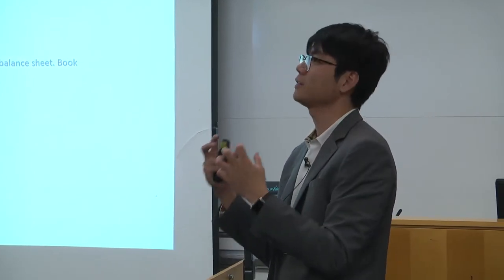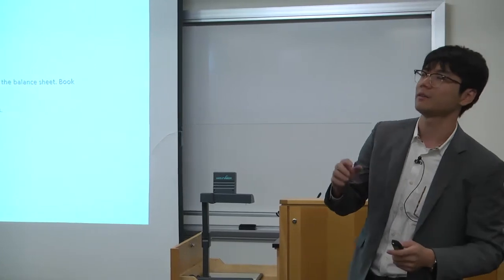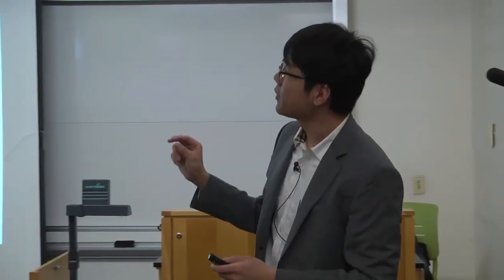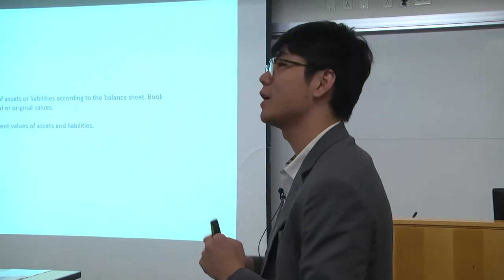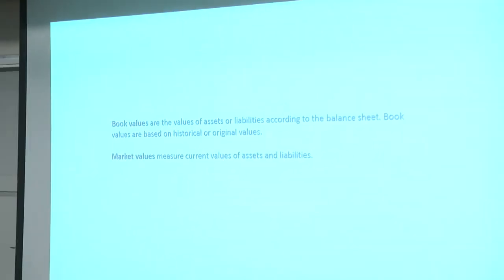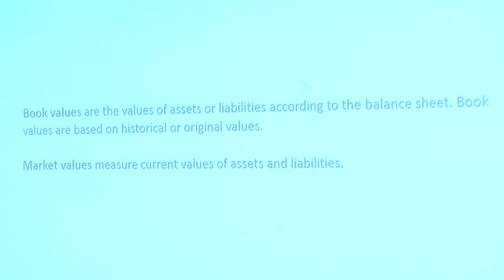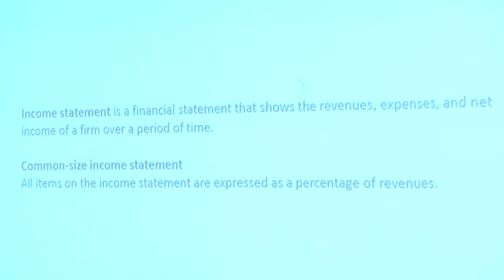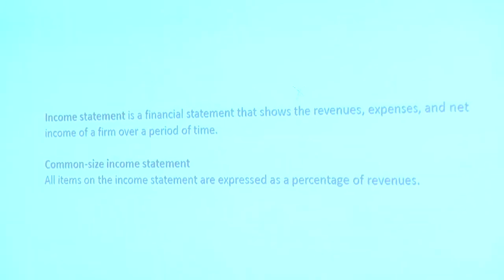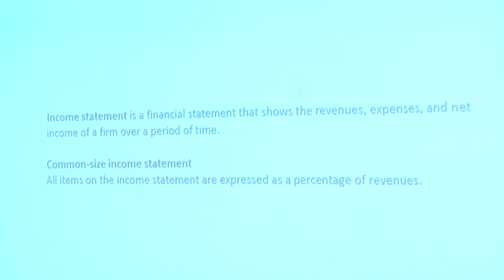Why? Because market investors think, oh, I think this company has a great growth opportunity, so it's worth $100 per share, okay? So while book value is usually associated with historical, original, market value is usually associated with what? The future, okay? The growth opportunities, okay? All right. Okay, so income statement, right?